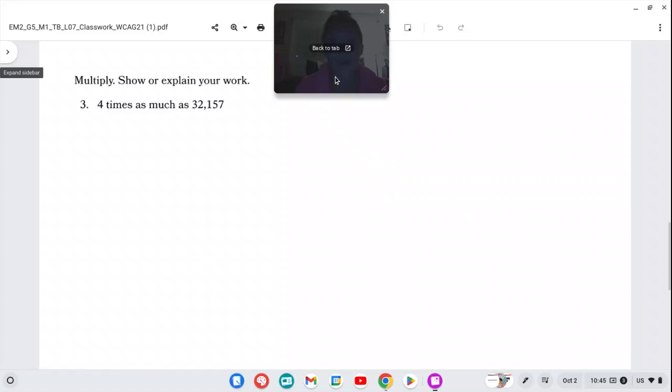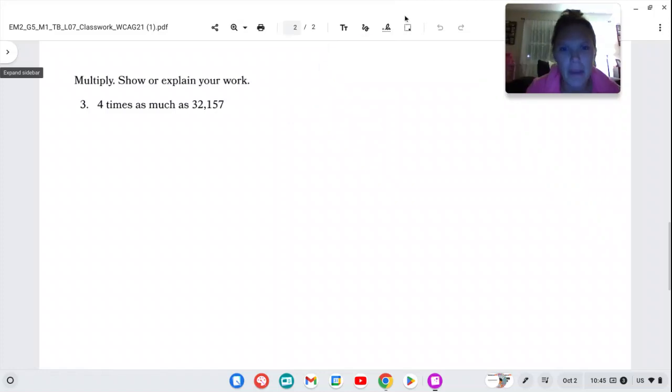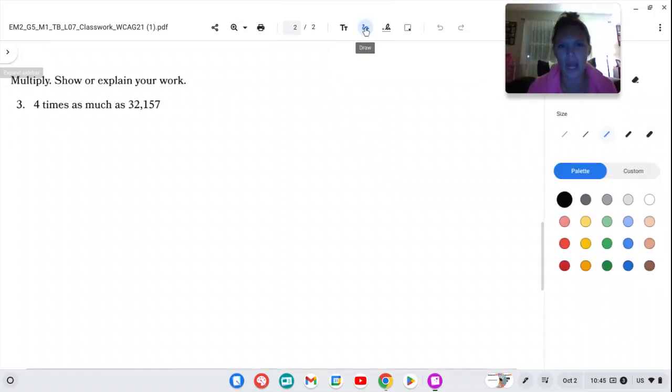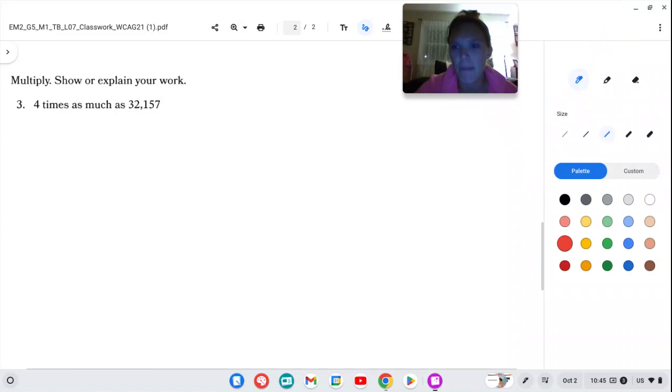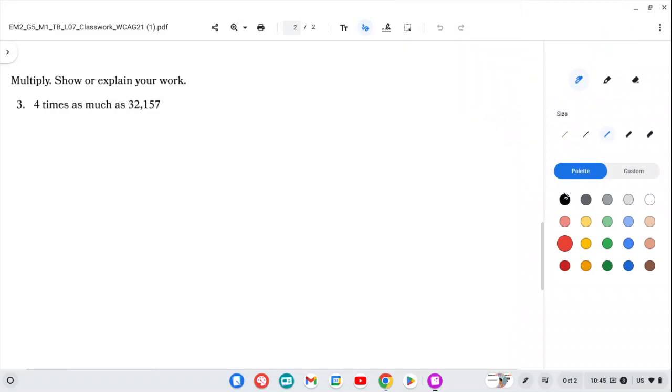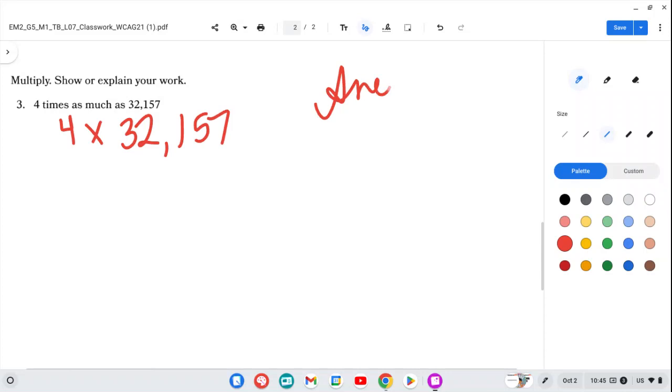So without any further ado, let me get my pen ready. Okay. Let's do red marker, because why not? All right, I'm just going to get rid of my face because you don't need to see my face for this. Okay. Alrighty, so we are trying to solve 4 times 32,157. So strategy number 1 is an area model.